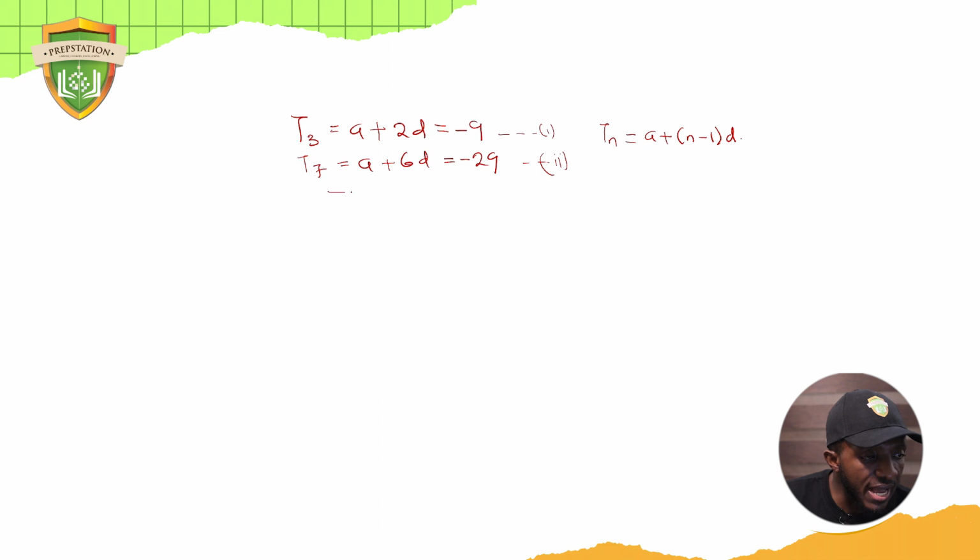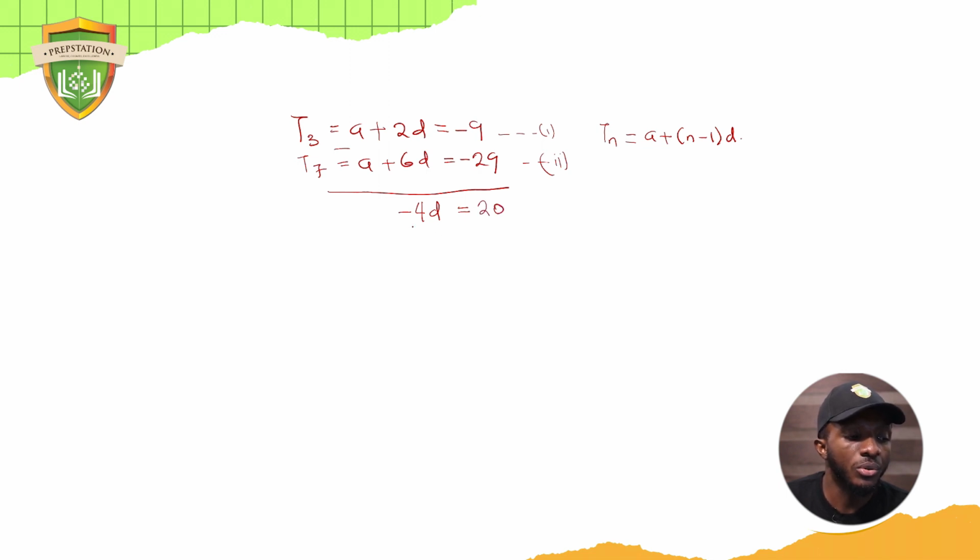The next thing to do is, as long as you can see that the coefficients of A are the same, you just eliminate. If you eliminate by subtracting equation 2 from 1, you have A minus A is 0, 2D minus 6D, of course 6 is bigger than 2, so that will leave us with minus 4D. Now, -9 minus -29 is simply -9 plus 29. So that would give me 20.